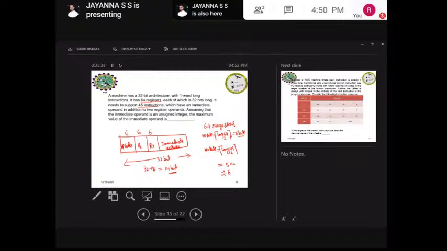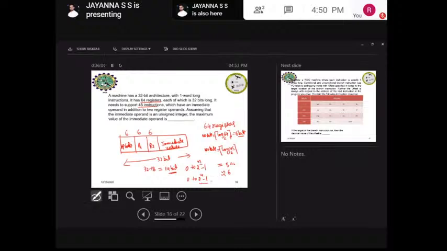So now the question is, what is the maximum value that we can represent as an immediate value? Because this immediate value is an unsigned integer. So we know that the range for the unsigned integer is generally 0 to 2 power n minus 1. Here the small letter n stands for the number of bits used to represent the value. Therefore, in this case, the immediate value is 14 bits. Therefore, the range is 0 to 2 power 14 minus 1. So 2 power 14 minus 1 is the maximum value.